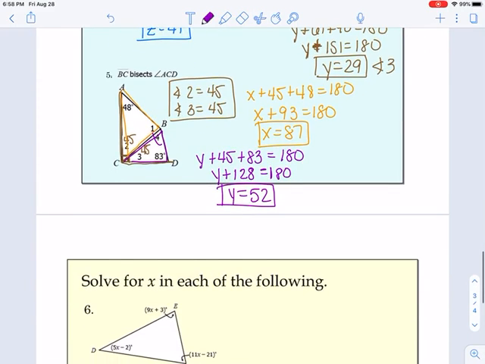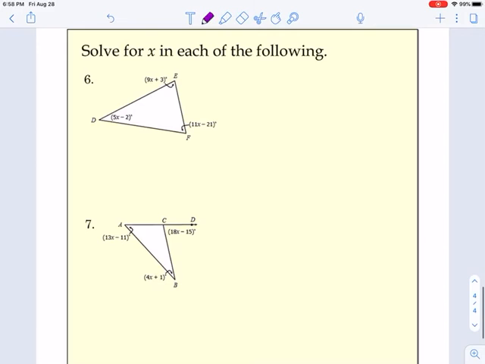Okay, and then our last slide and our last 3 problems here. All we have to do is solve for x in this case. They're just a little bit more involved than the ones up at the top. So now we have 3 angles that are all algebraic expressions, but really it's no different. We're just going to take all 3 for this number 6, add them together, set them equal to 180.